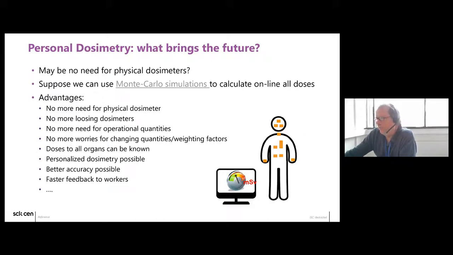We were not sure that it was really feasible, but just the thought of doing it like this would bring a lot of advantages. You don't need the physical dosimeters anymore. You would not lose them anymore. You don't have the problem with all the changing quantities and weighting factors. You don't need the operational quantities anymore. In principle, you simulate immediately the effective dose or any organ dose that you want. You're not limited to certain organ doses; you can choose which ones to calculate. You can go towards personalized dosimetry for a small person, a big person, or a man or woman. All this can be taken into account. So you could, in fact, get better accuracy. And if you do it online, you can have faster feedback to the workers.